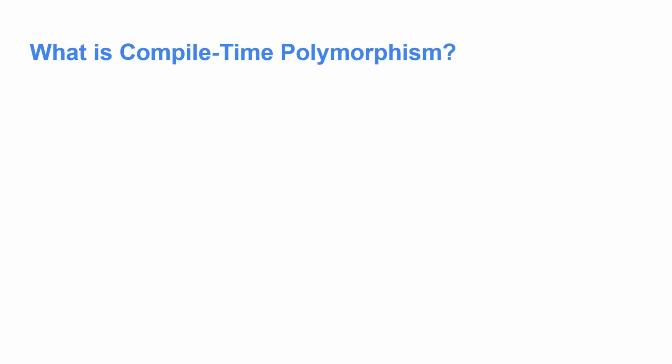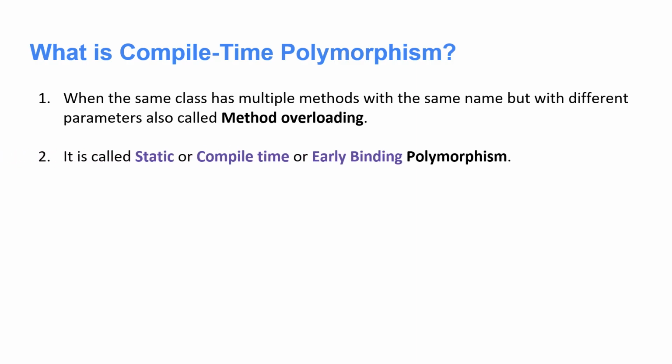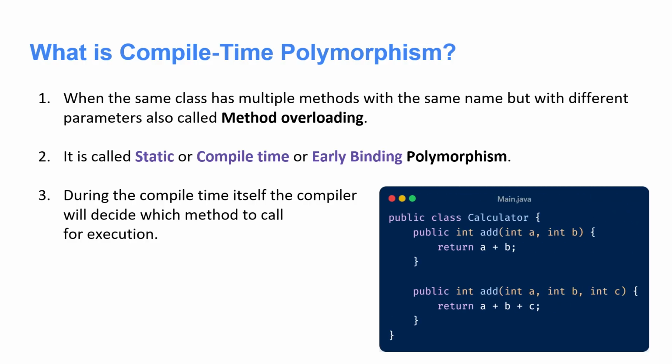Let's start with compile time polymorphism, also known as method overloading. This happens when a single class has multiple methods with the same name, but different parameters, either in number, type, or order. It's called compile time or early binding polymorphism because the Java compiler determines which method to call during the compilation phase. Take this example, a calculator class with two add methods. One takes 2 integers, the other takes 3. Based on the number of arguments you pass, the compiler decides which version to execute. This improves code readability and makes it easier to work with related behaviors using a consistent method name.